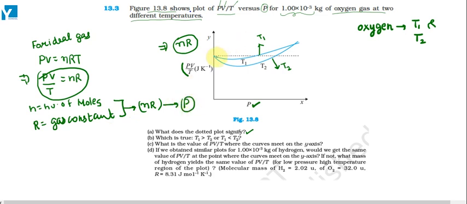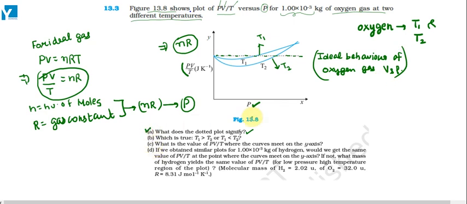So this dotted line represents the ideal behavior of oxygen gas versus pressure. Okay, so we have answered the part A, and the answer is this shows the ideal behavior. Since nR is a constant quantity, it will be constant for all pressure values. All pressure values, it will be some constant quantity.